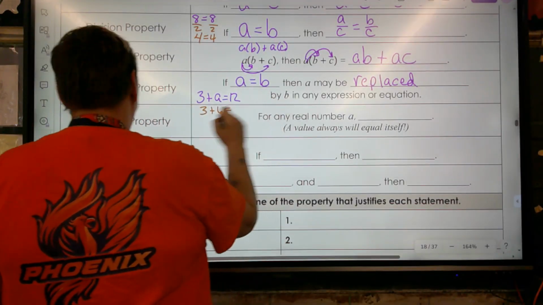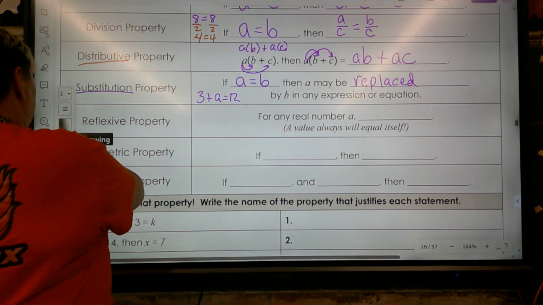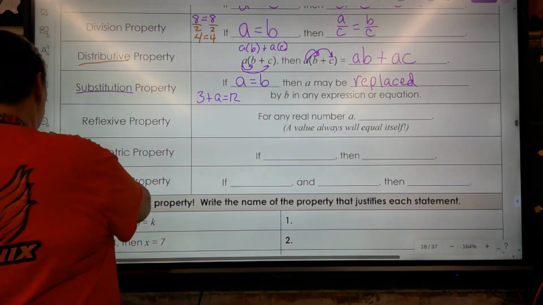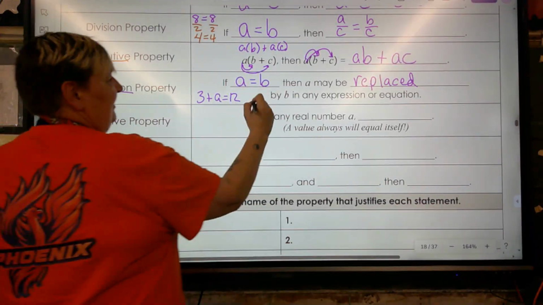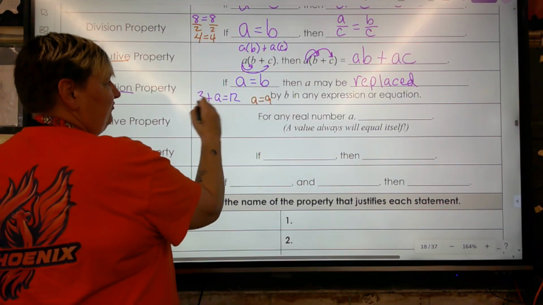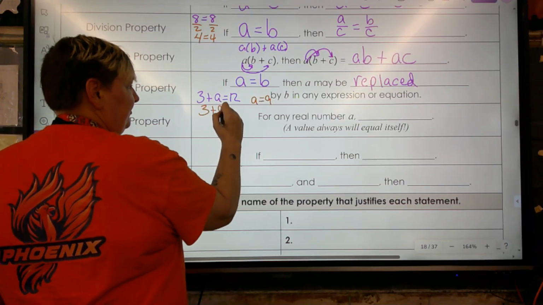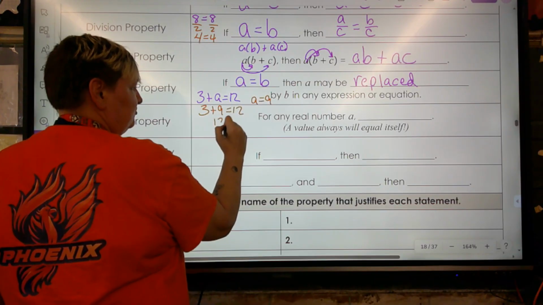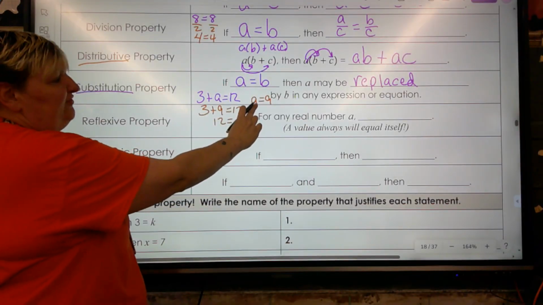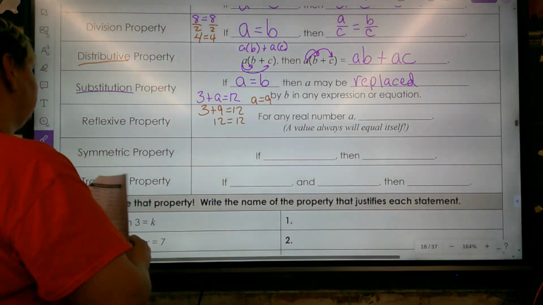Let's try that again. If you have 3 plus A equals 12, and they tell you that A equals 9, then you can replace the A with 9. 3 plus 9 equals 12. And that is true. 12 equals 12. So if you know the value of A, you can replace A. That's substitution property.